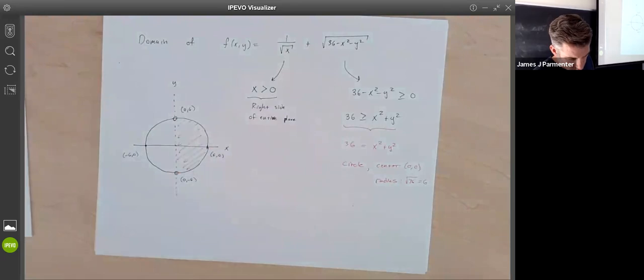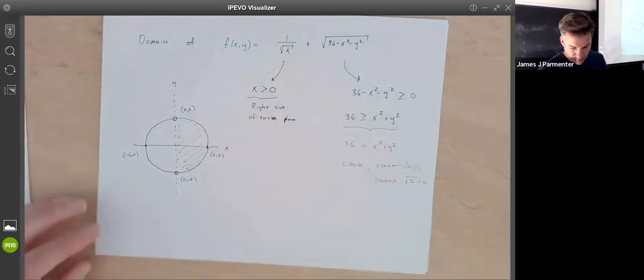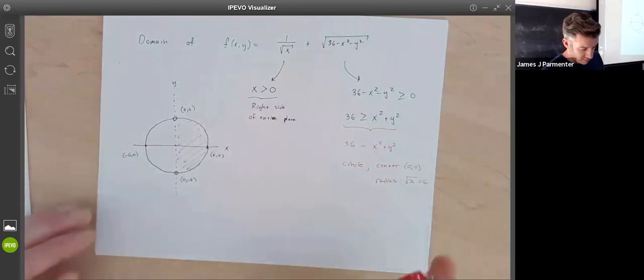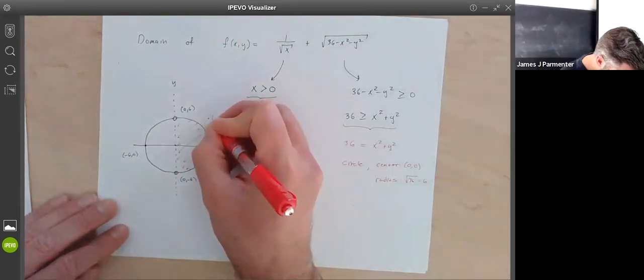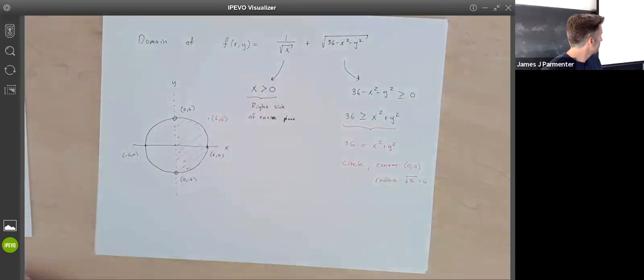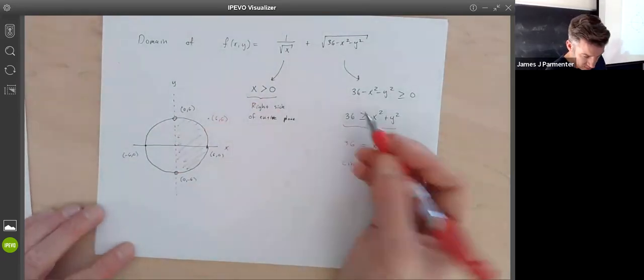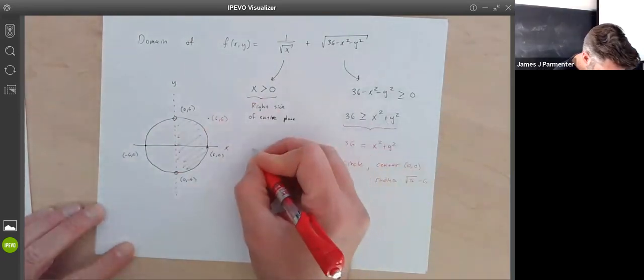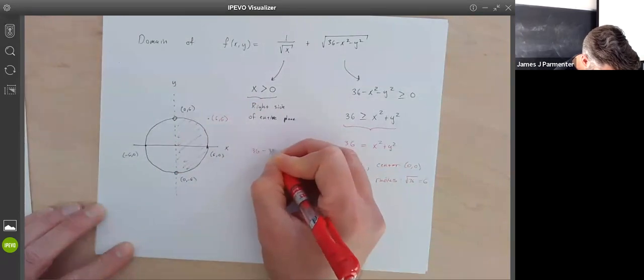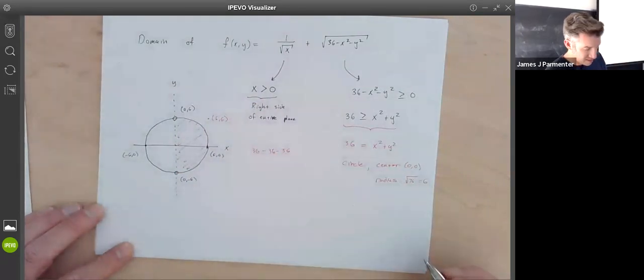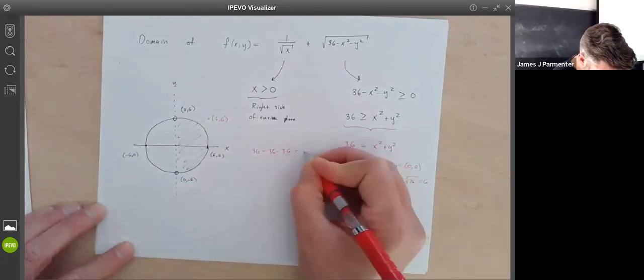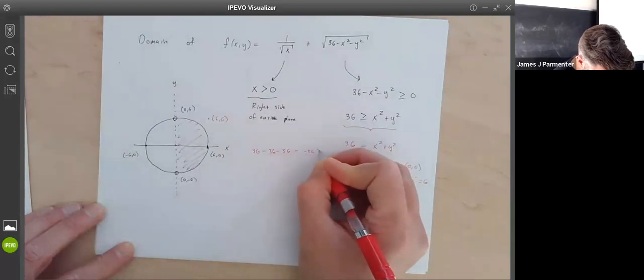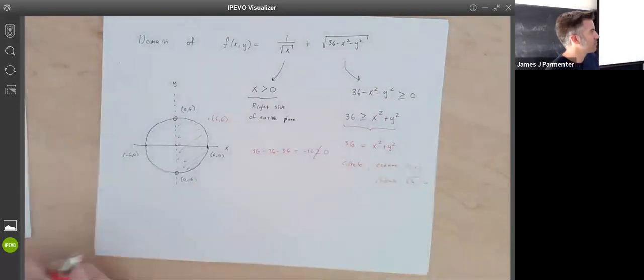On the other hand, just as a contrast, you could have picked a point that wasn't in the circle. Like we could have picked 6, 6 and tested that instead. And if you plug in 6, 6, you get 36 minus 36 minus 36, which is negative 36, which isn't bigger than or equal to 0.